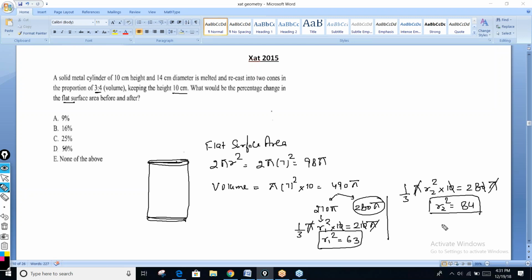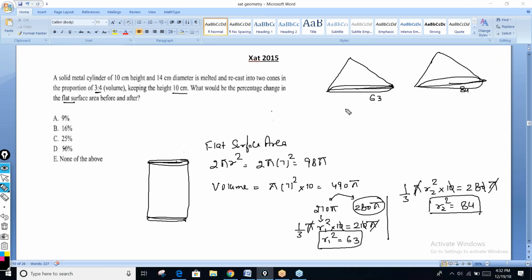This is the radius of the two cones. So what is the flat surface area of these two cones? That is again pi r square. That is the flat surface area. That is pi r square and that is also pi r square. The r square of this cone is 63 and the r square of the second cone is 84.